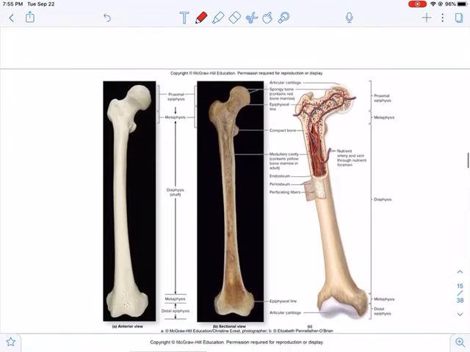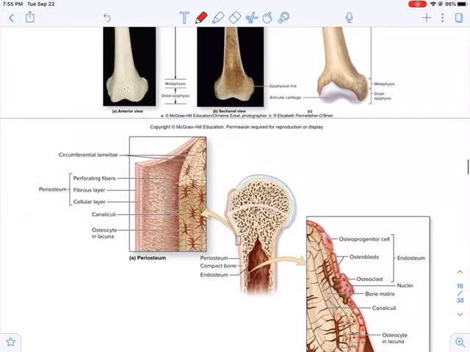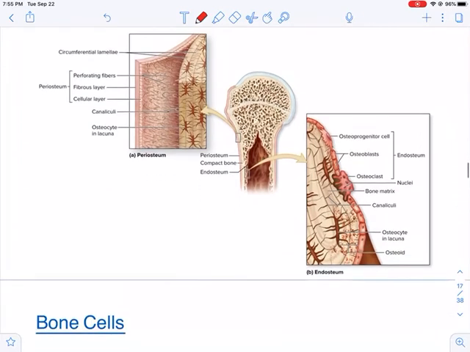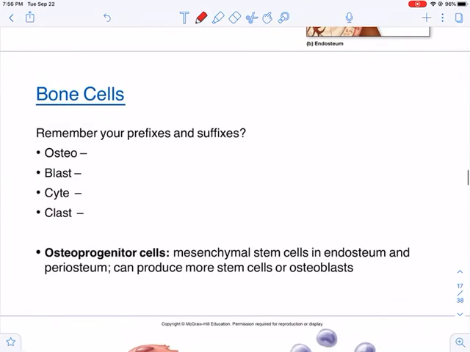So we're going to jump into the second part of chapter 6, and we're going to go from this bigger tissue, and we're going to get a little bit smaller and a little bit more microscopic. So we're going to keep going. We're going to look a little bit more at the cells of the bone tissue, what really makes it up. So we can see we have our bone cells here, and your prefixes and suffixes are really going to help you out this time.